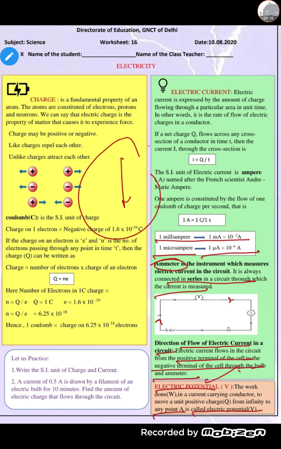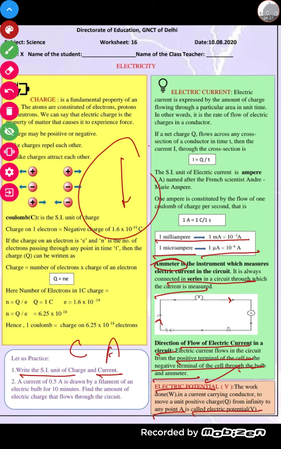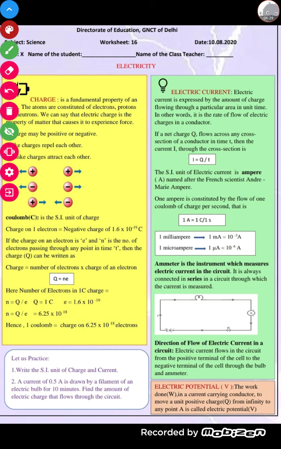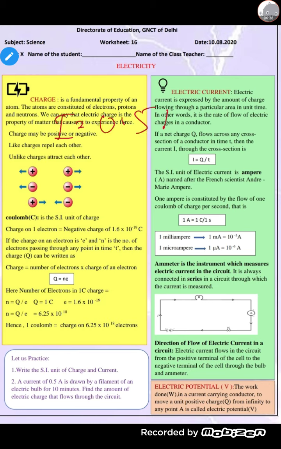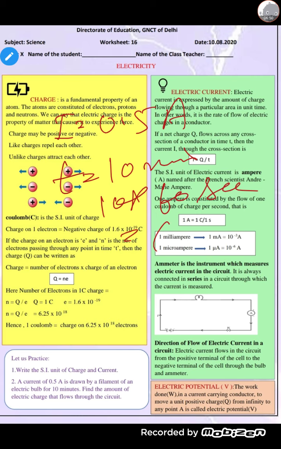So let's do a practice exercise. First question we have: as a unit, charge is coulomb and current is ampere. Next, second question, we have a numerical. See how we can calculate this. A current of 0.5 ampere is drawn by the filament of an electric bulb for 10 minutes. Time we have 10 minutes. We can convert it into seconds by multiplying it with 60. We have 600 seconds. Then find out the amount of electric charge. You have to find out Q.